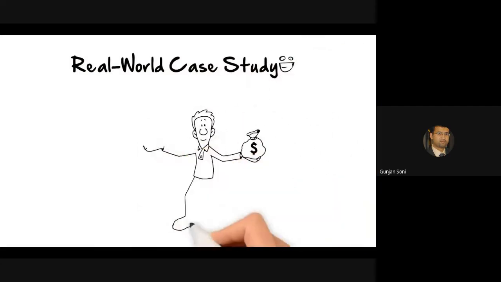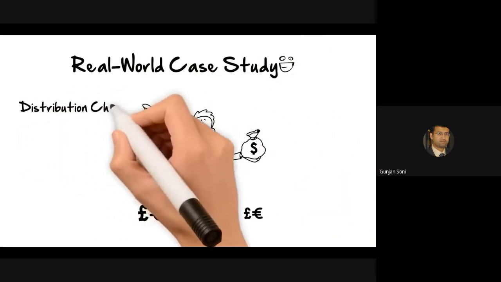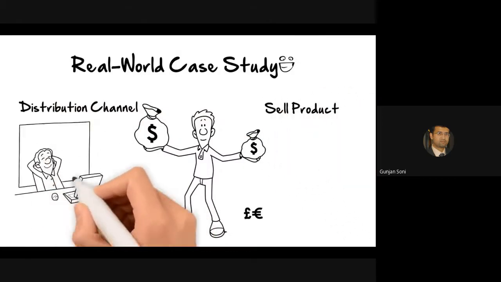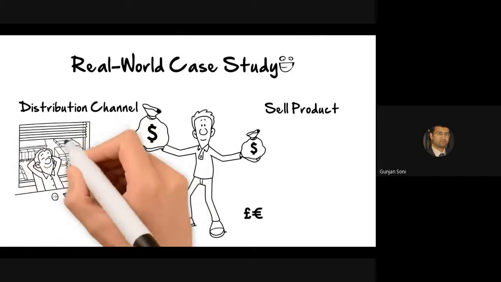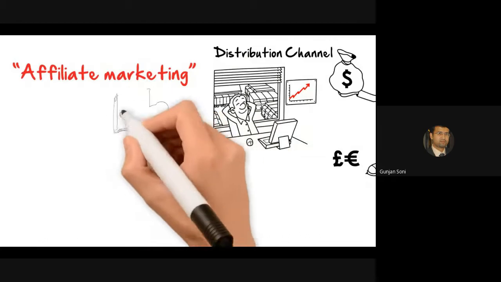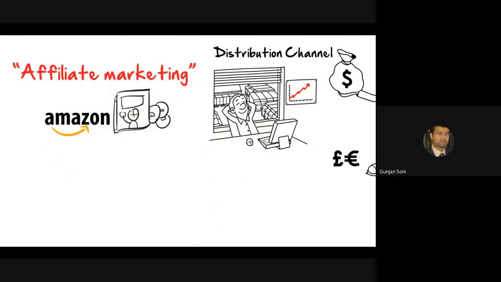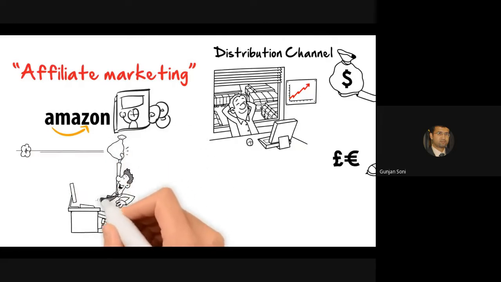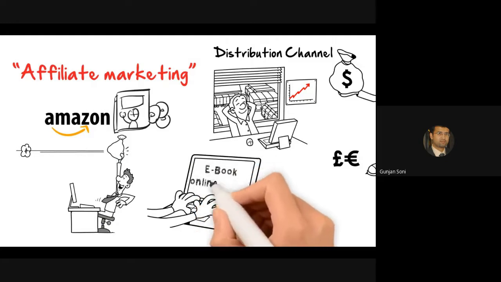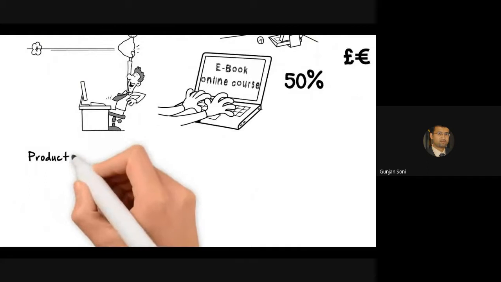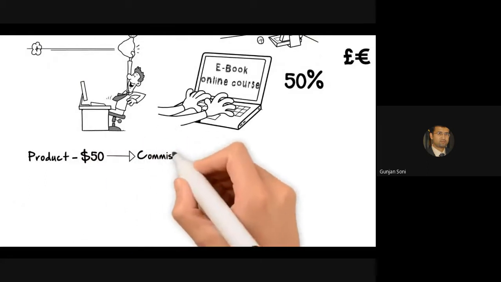The great thing about building a distribution channel that generates revenue, rather than a product that generates revenue, is that you can leverage the amazing products and services that others have spent the time to create. This is typically called affiliate marketing, which was pioneered by Amazon.com almost 20 years ago. Basically, you can promote someone's product or service and get paid a commission for every sale. If it's a digital product like an ebook or an online course, that commission is typically going to be 50%. So if the product costs $50, you'd make a $25 commission.